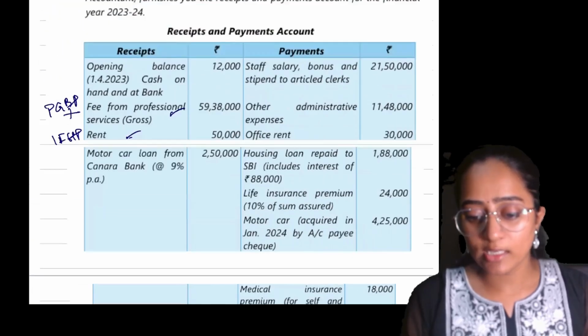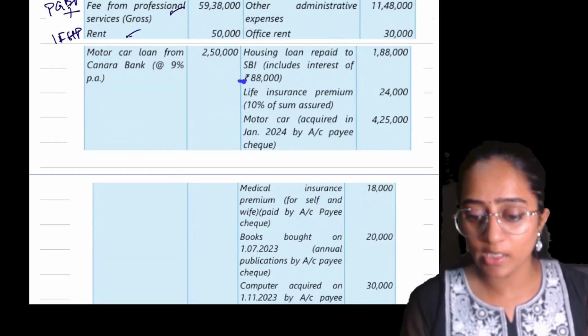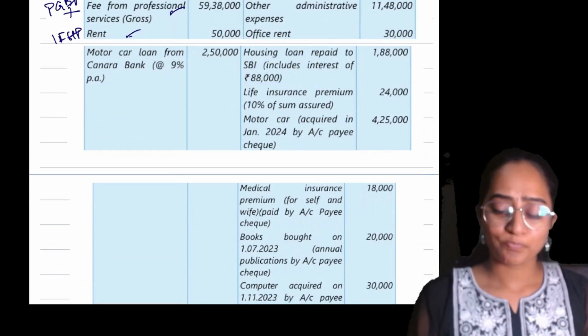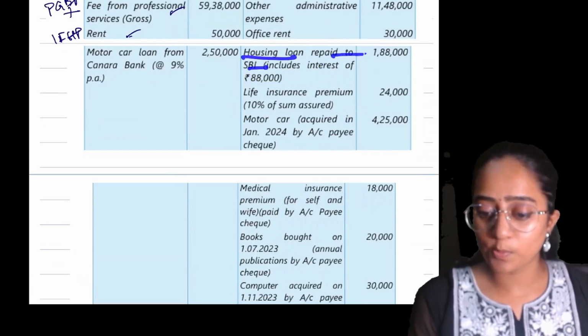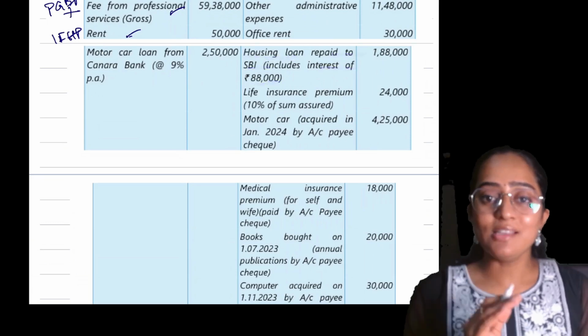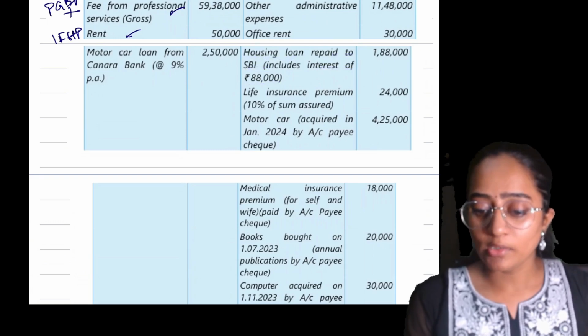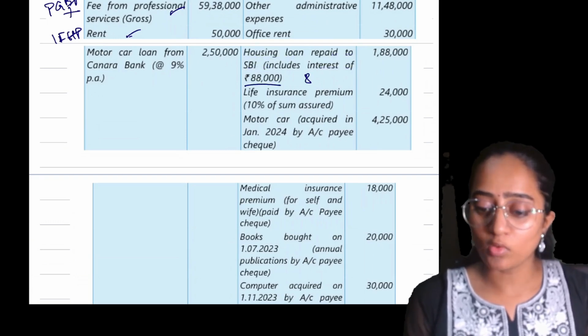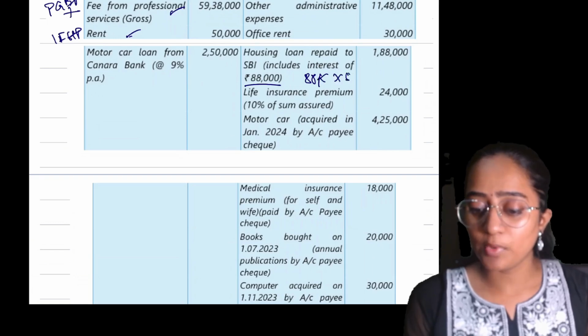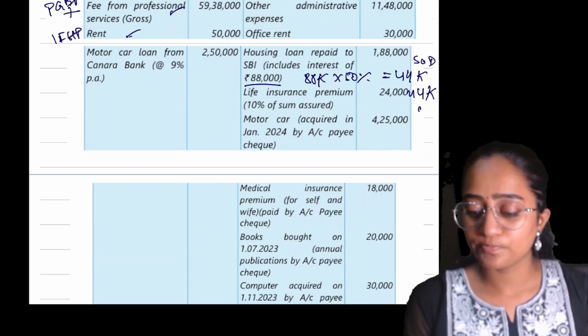Okay, let's see. Is there any housing loan given in the question? Yes, absolutely. Housing loan repaid to SBI includes interest. So under section 24(b), under your income from house property, interest of 88,000 is there. Out of this 88,000, 50% belongs to SOP and 50% belongs to LOP. So 44,000 for SOP and 44,000 for LOP.